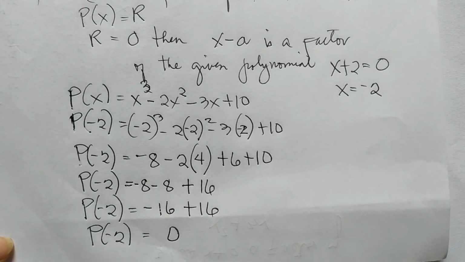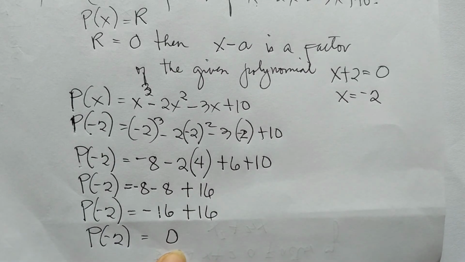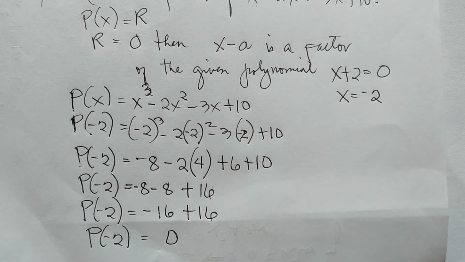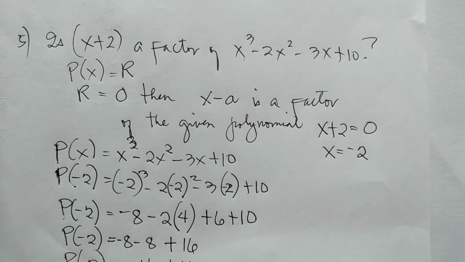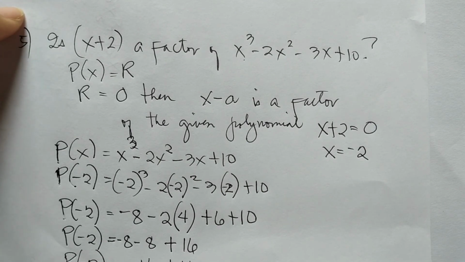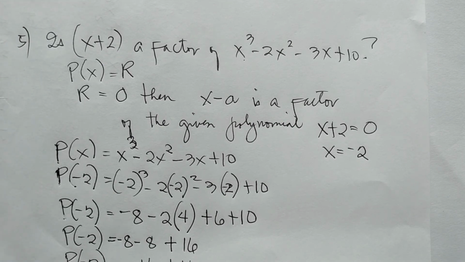So since our remainder is equal to 0, then what is our conclusion about this one? Is x plus 2 a factor of x cubed minus 2x squared minus 3x plus 10? The answer is yes, because the remainder is 0.